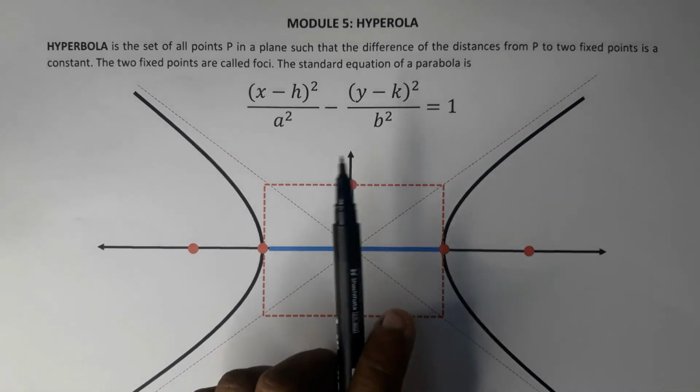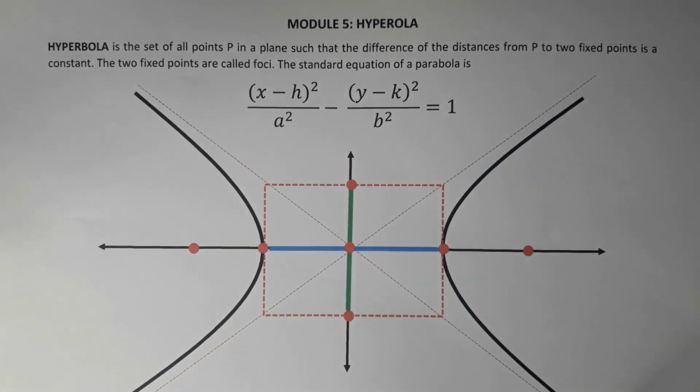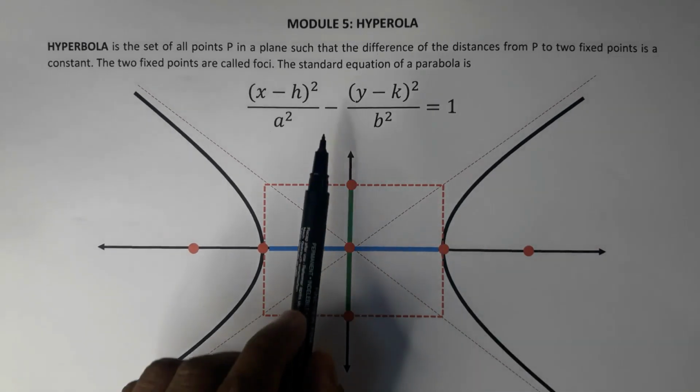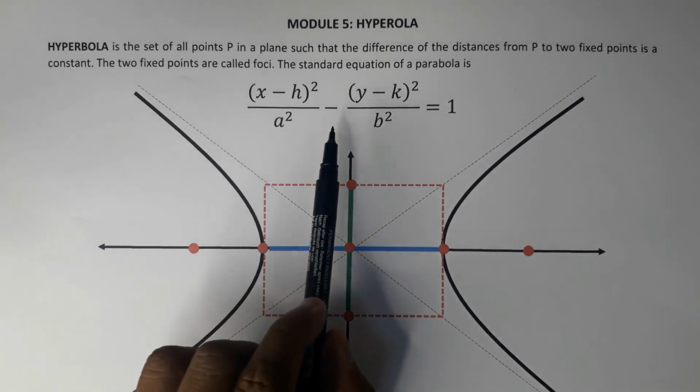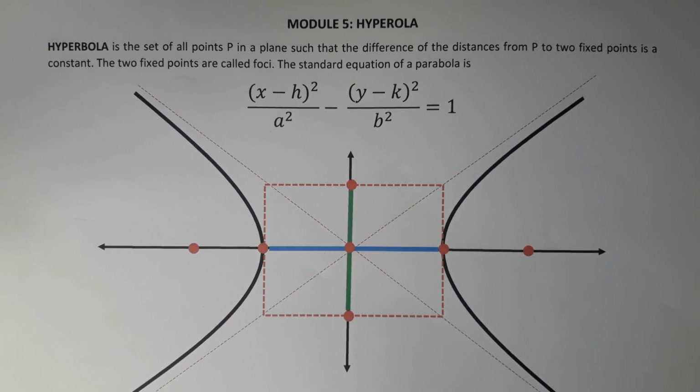So as you can see now, class, it's almost the same as the equation of an ellipse. The only difference is the operation. For ellipse, it is plus, but for hyperbola, it is minus. So I have here an example of a graph of a hyperbola. Now we will identify the different parts of the hyperbola.